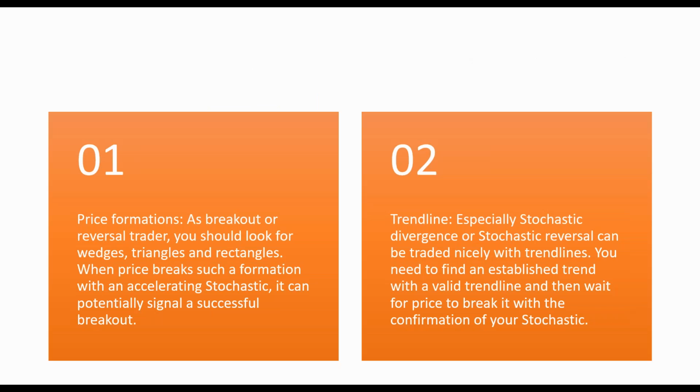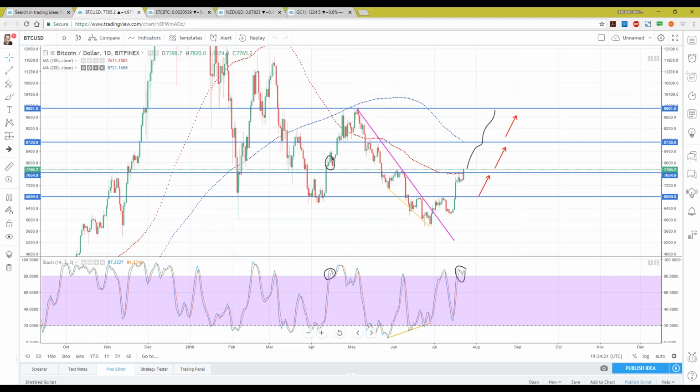You can also look for price formations. Price formations like triangles, wedges, rectangles, head and shoulders. When price breaks such a formation with an accelerated stochastics, it can potentially signal a successful breakout. Also, trend lines, especially stochastics divergence or stochastics reversals, can be traded nicely with trend lines. As I showed you before on the chart, we had the beautiful downtrend line. See the purple downtrend line here?